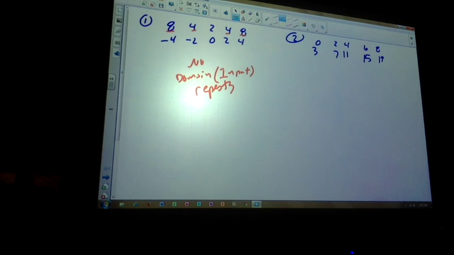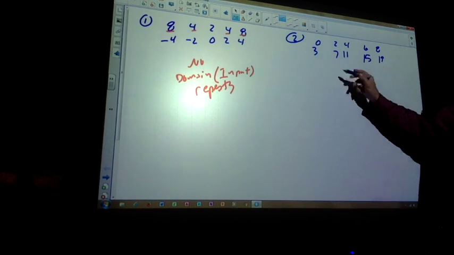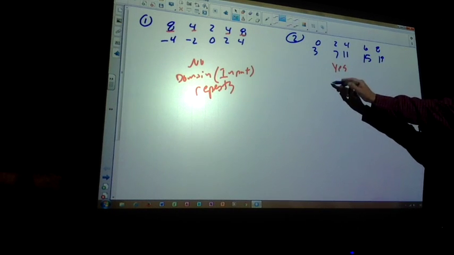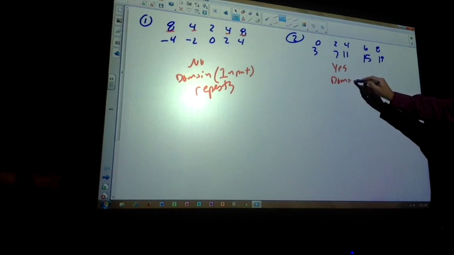Okay. Problem number 2, top is input, bottom is output. So 0, 2, 4, 6, 8. Nothing repeats. So yes, this relation is a function. The domain does not repeat.